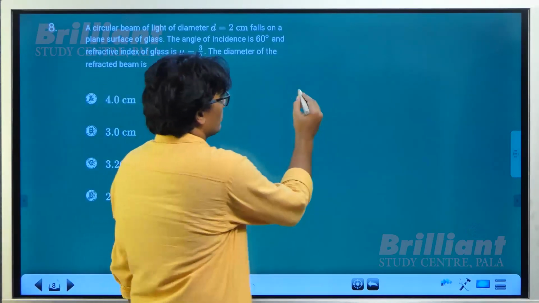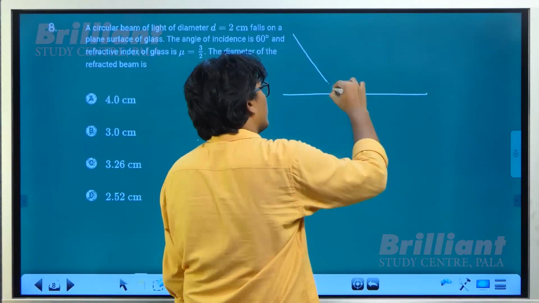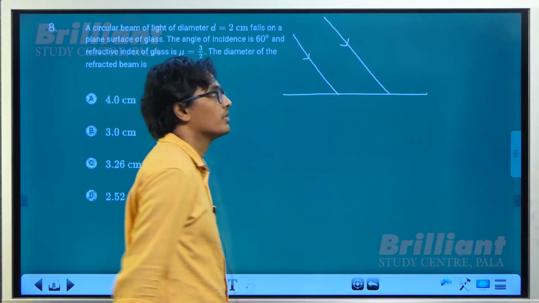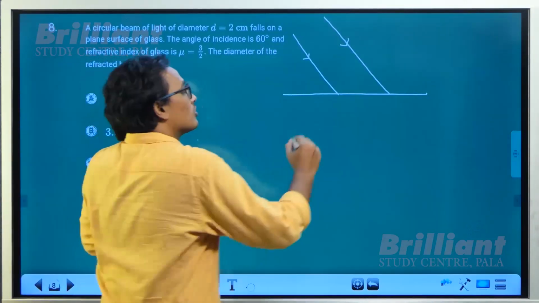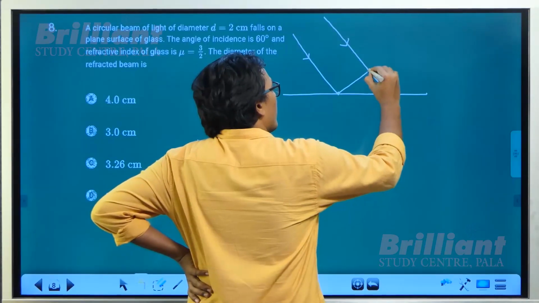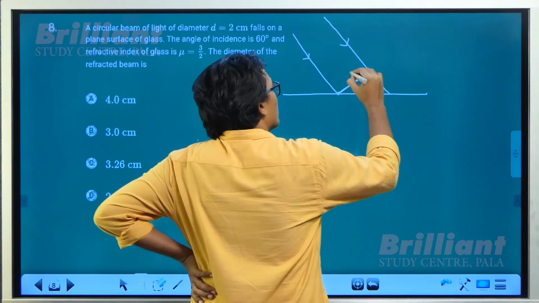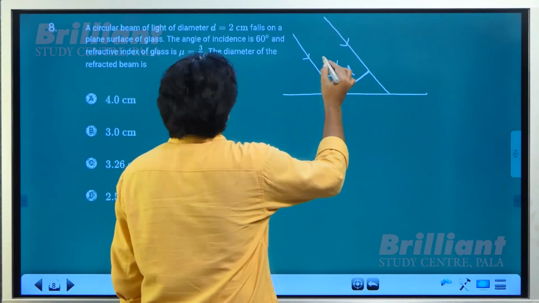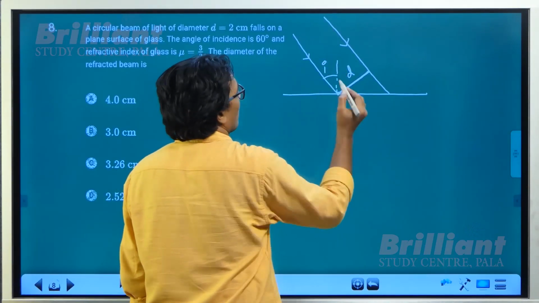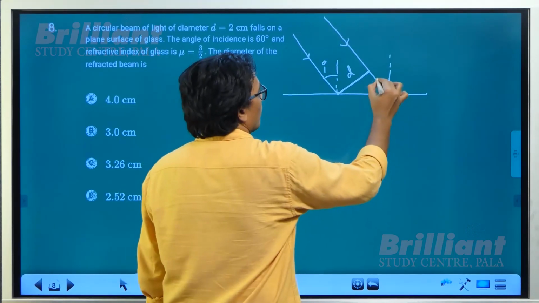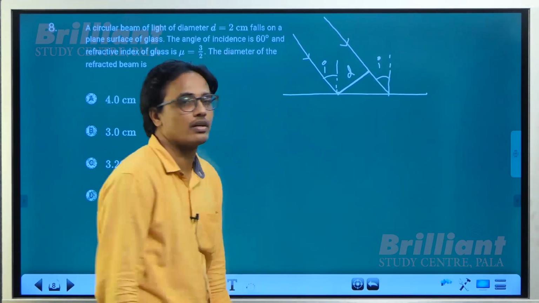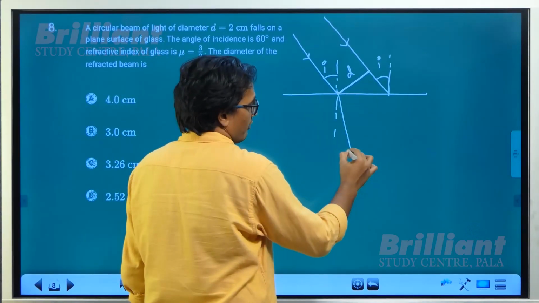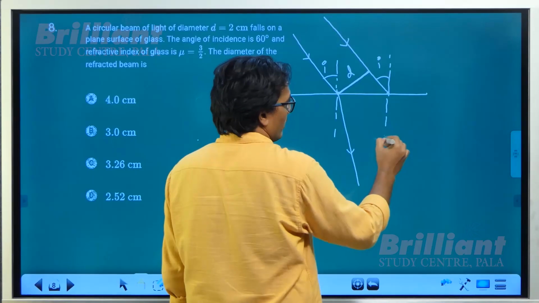Okay, so it's a refraction. So you have light falling like this. This is circular beam. So this is the diameter. This is the initial angle of incidence, I. This is the angle of incidence, I. So because of this, light refracts. Even here, light refracts.